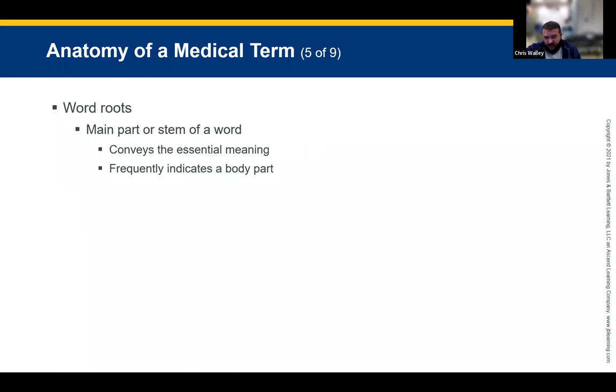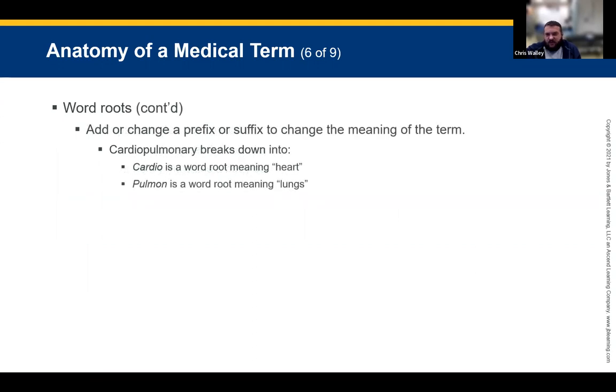All right. So the word root is the main part, the stem of the word. It conveys the essential meaning, and it frequently indicates a body part. Add or change a prefix or suffix to change the meaning of a term. So here we go. Cardiopulmonary breaks down into two areas, so you know exactly where you're talking about. Cardio is the root meaning heart, and pulmon is the root meaning lungs.